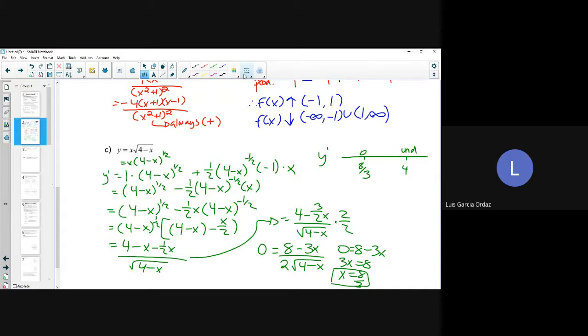So I get negative and decreasing between 8 over 3 and 4, and increasing between negative infinity and 8 over 3. So y increases between negative infinity and 8 over 3, and y decreases between 8 over 3 and 4.